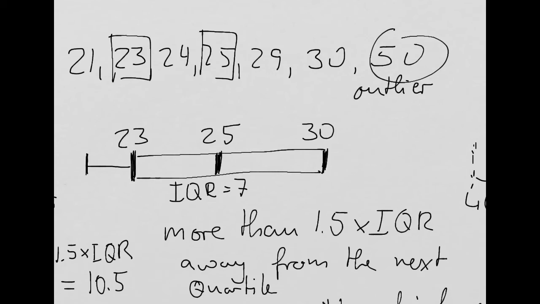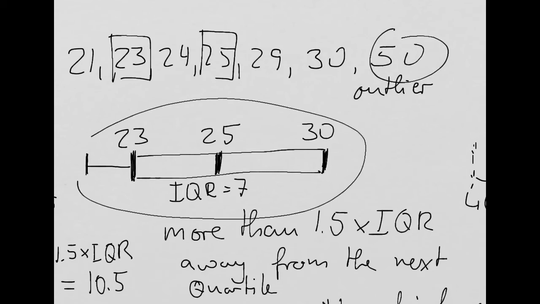Well, from a biological point of view, outliers can be extremely interesting. It could very well be that everything in this range here, that's okay. That's sort of statistical variation. That's fine. But here, obviously, with this 50, something really strange is going on.